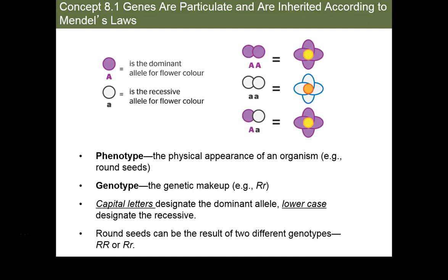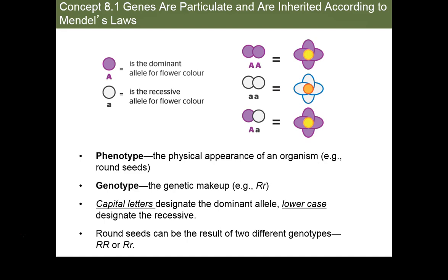We now use what is called phenotype and genotype when talking about traits. Phenotype is the physical appearance of an organism. An example would be round seeds or wrinkled seeds. The genotype is the genetic makeup of the trait. It's usually denoted with letters such as big R and little r. Capital letters designate that this is a dominant allele, while lowercase letters designate a recessive allele.